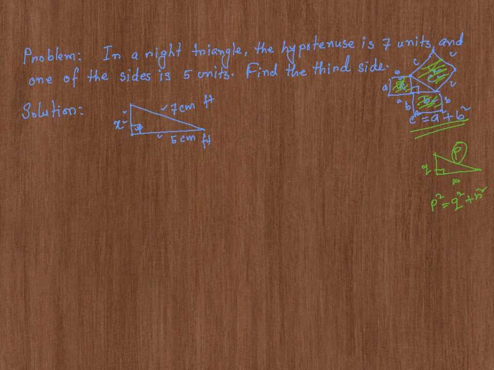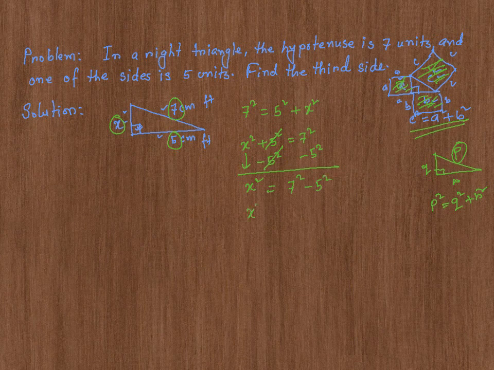So using the Pythagorean theorem, we get hypotenuse squared, which is 7 squared, equal to this square plus this square, 5 squared plus x squared. I could rewrite it as x squared plus 5 squared is equal to 7 squared. Now I'm going to subtract 5 squared from both sides. On the left-hand side I have x squared; positive 5 squared and negative 5 squared cancel out. And on the right-hand side I get 7 squared minus 5 squared.